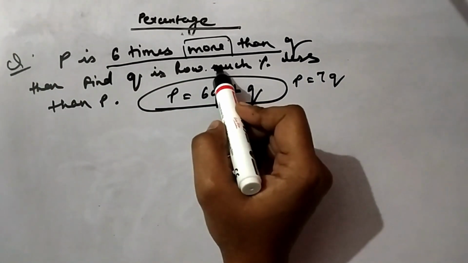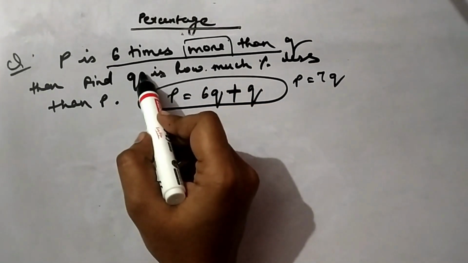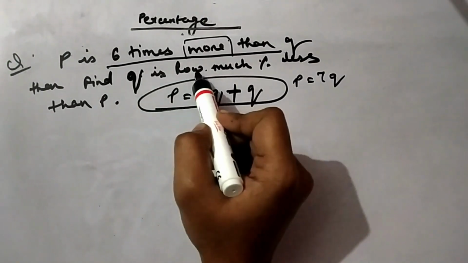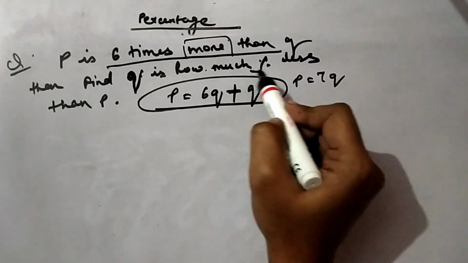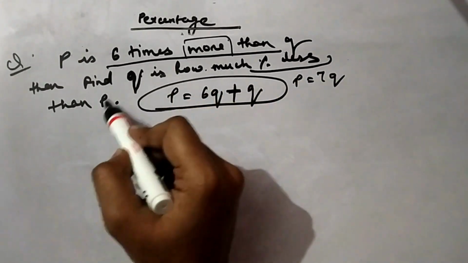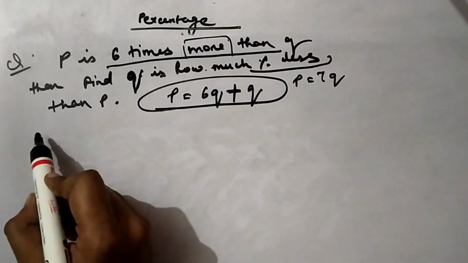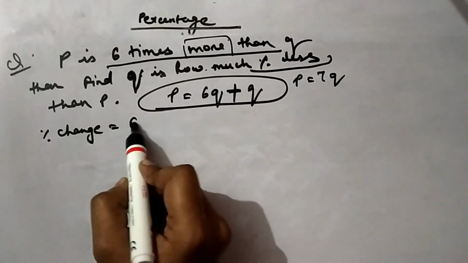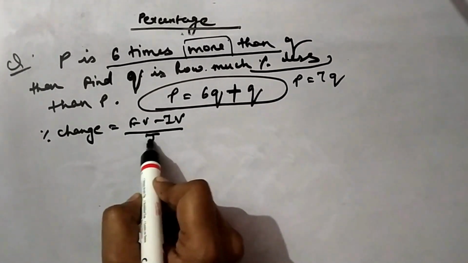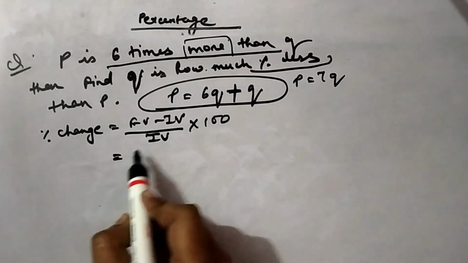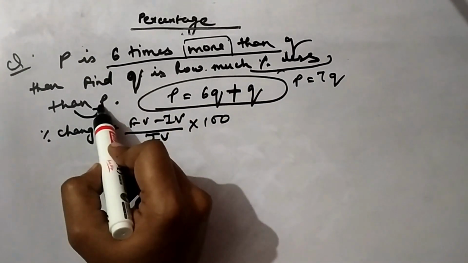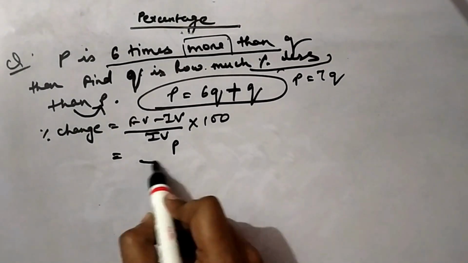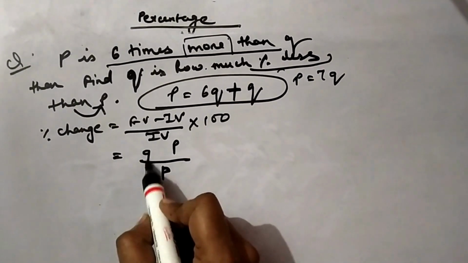Now we have to apply the concept of change here. Why? How do we know that we have to apply this concept of change? We see the question: find Q is how much percent less than P. Percent of less. It is comparing two values. So we will apply the concept of change. Whatever comes after 'then' always becomes the initial value. We have to remember this. So P has become the initial value and Q has become the final value.